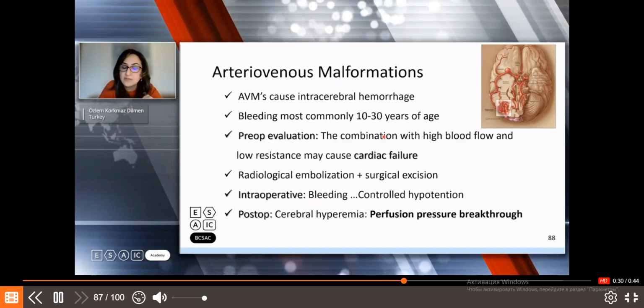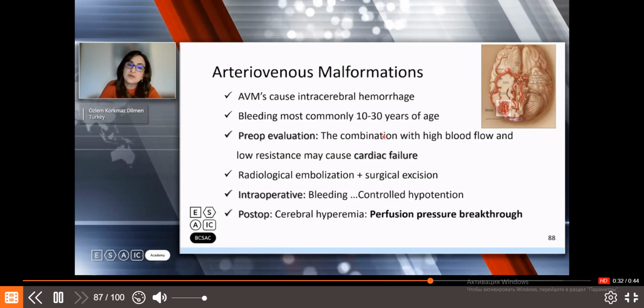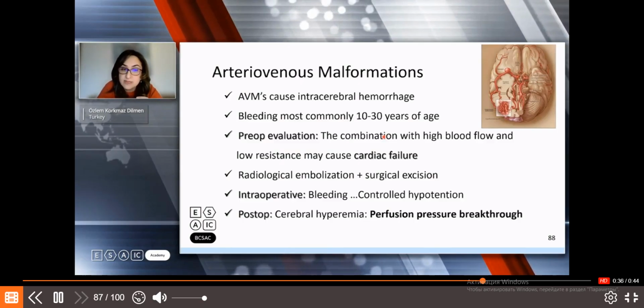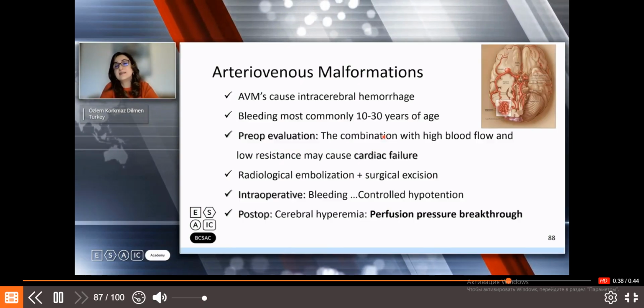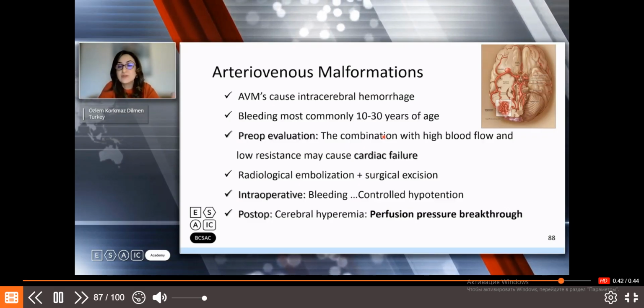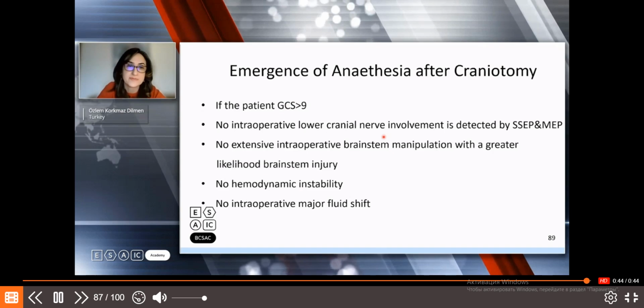At the intraoperative period, we need to apply controlled hypotension to control bleeding. And at the postoperative period, cerebral hyperemia can be seen due to normal perfusion pressure breakthrough syndrome.